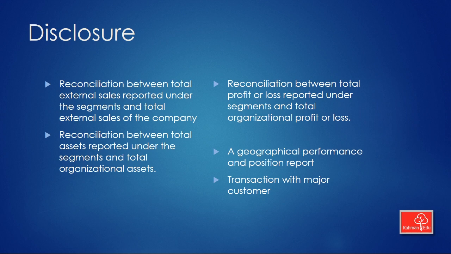Additionally, you need to report geographical performance and position. Right, that is compulsory. You have made segment reporting based on product division: mobile phones, computers, printers, televisions, right? Other things. Also, you need to show geographical performance and position. How much you have earned from Bangladesh, how much from India, right? From the UK, like that. Understandable, I believe. And big transactions with major customers.